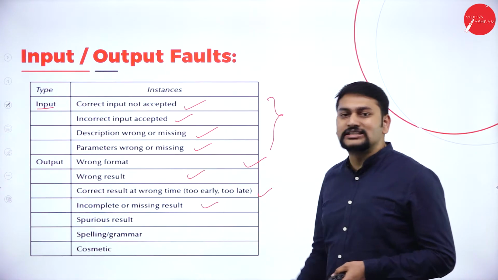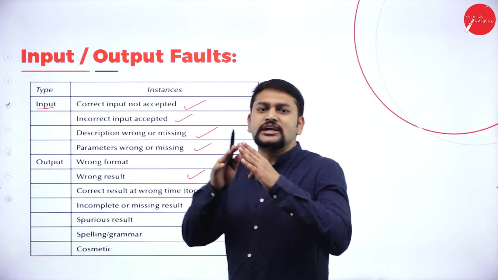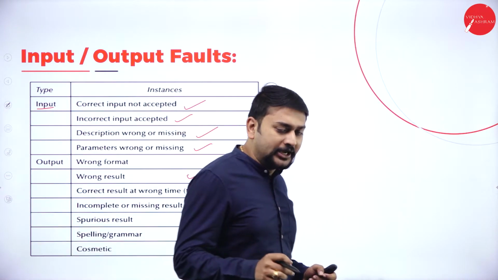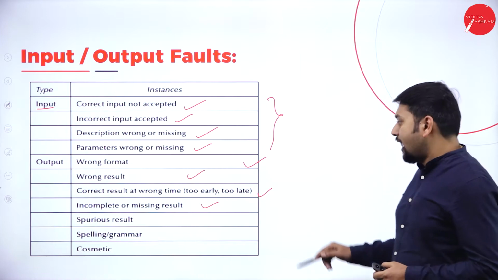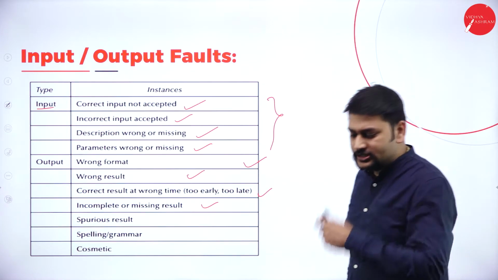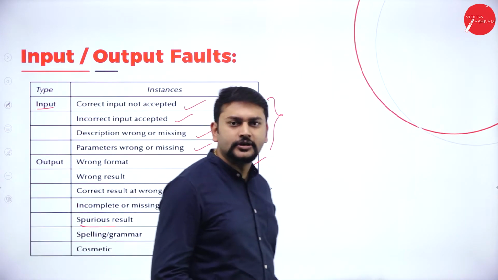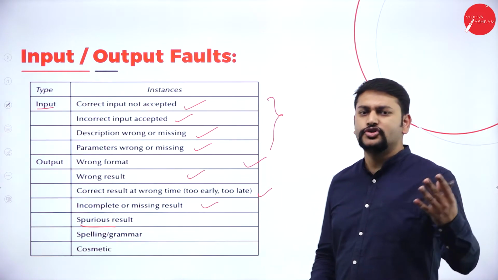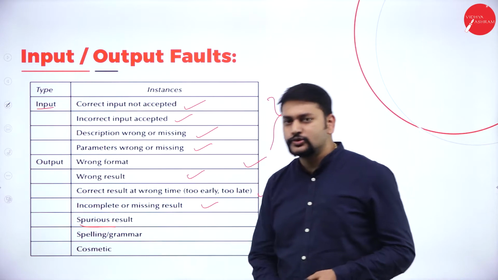Incomplete or missing result. You're getting a result, but the result is not complete. That's what I will call an incomplete or missing result. Then I have superstitious result. What is this superstitious result? Superstitious in the sense of fake result, false result. So that is what they have named superstitious result.